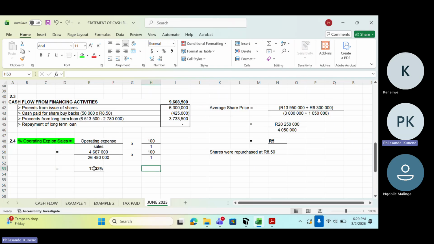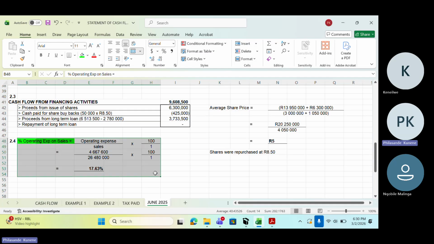What does this mean? It means that 17.63% of expenses are covered by sales, or 17.63% of sales cover the expenses, right? Which means since we have the 4 million, how much sales? We have 26 million sales. 17% of this amount goes to the expenses. That is the meaning if you interpret, because this is just a calculation.